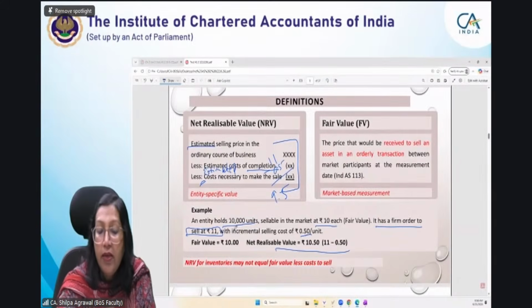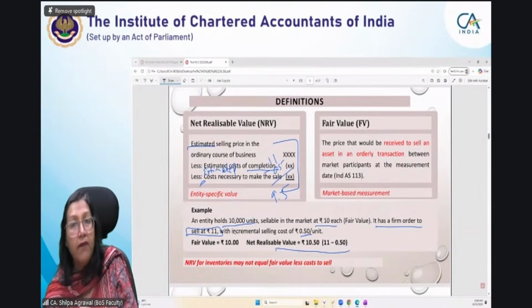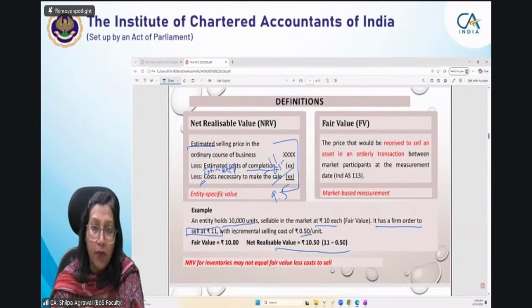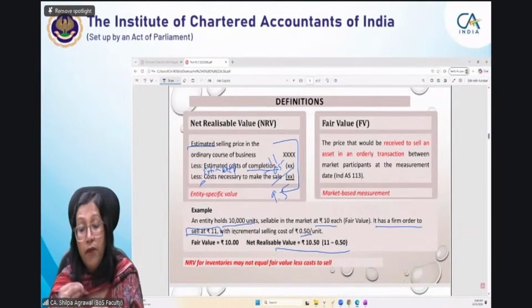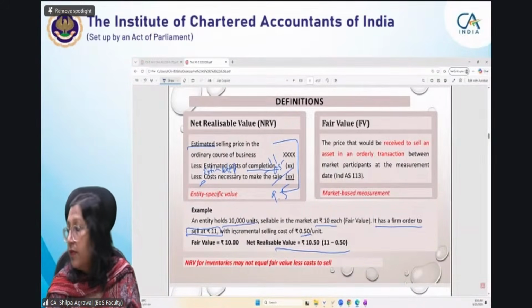However, fair value is the price which a market will give you when you are going to sell that particular inventory. However, if you have a firm order, what is a firm order? Anybody? Students, what is a firm order? This we'll be talking about further in this standard in coming slides also. Confirm order, very good, Ravinder.